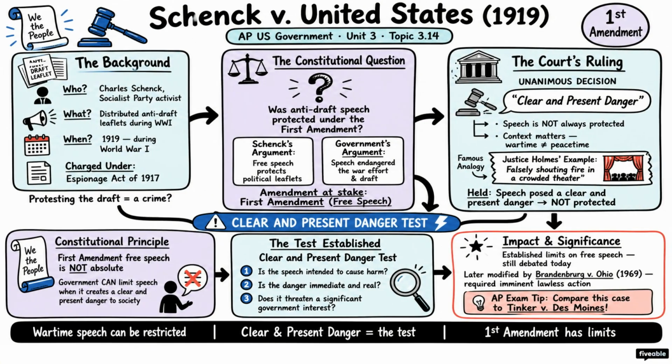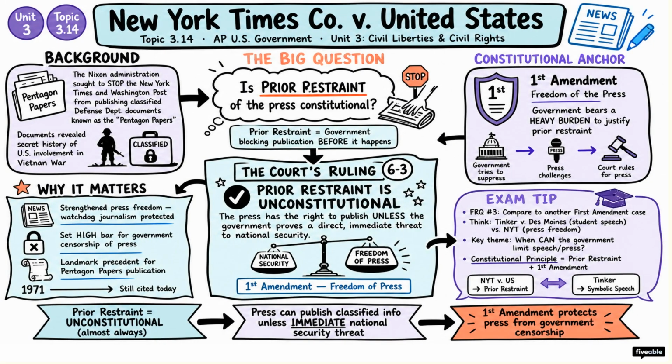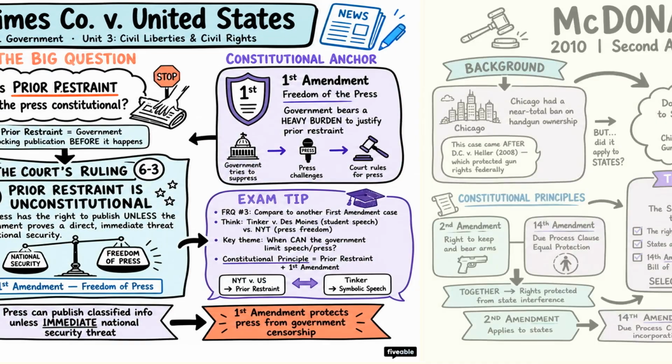Schenck versus U.S. established the clear and present danger test for limiting free speech. The ruling held that wartime speech creating such a danger is not protected by the First Amendment. New York Times Company versus U.S. addressed prior restraint. The court ruled that prior restraint is unconstitutional, meaning the press can publish classified information unless there is an immediate national security threat.